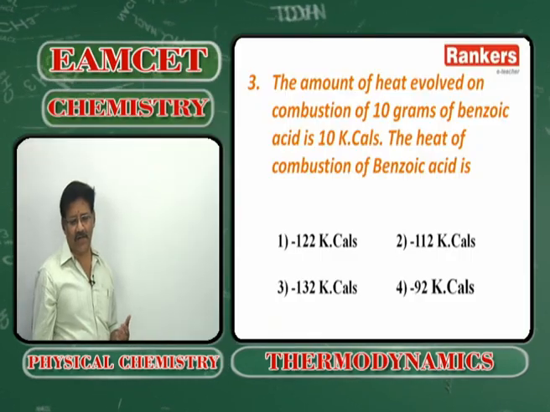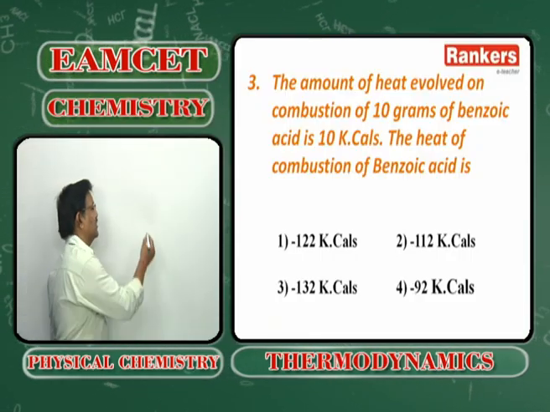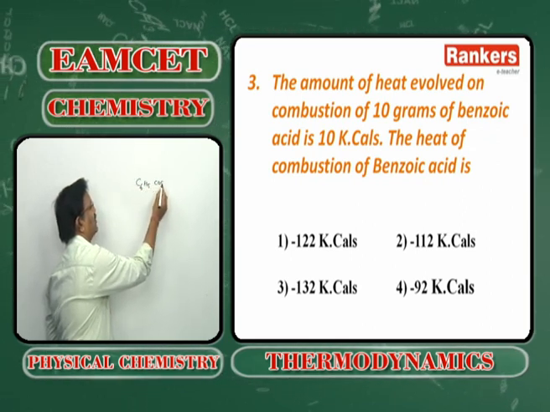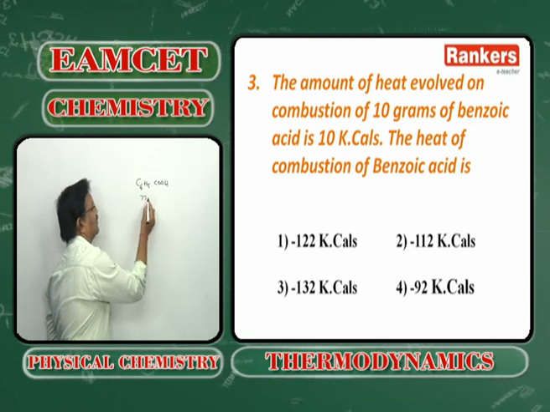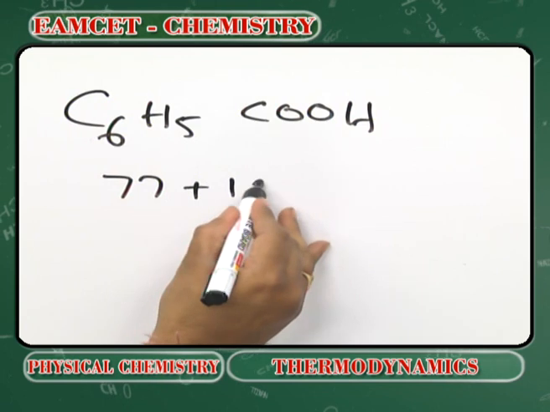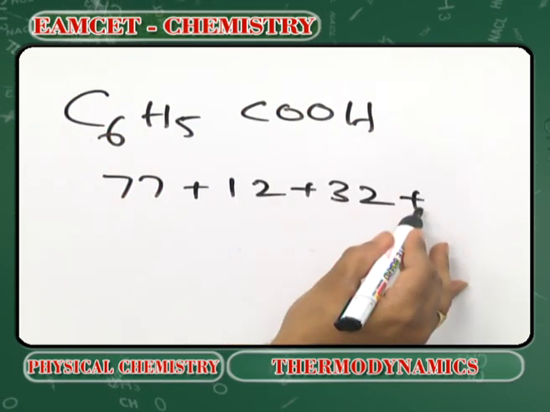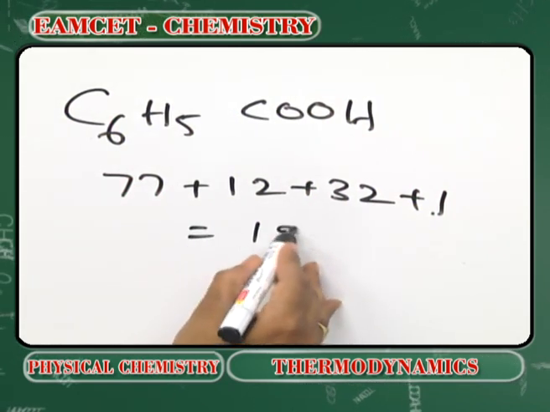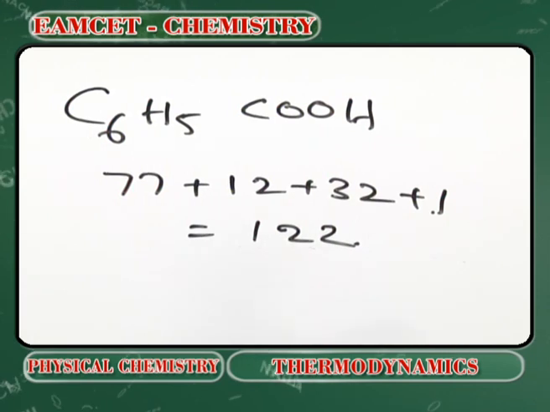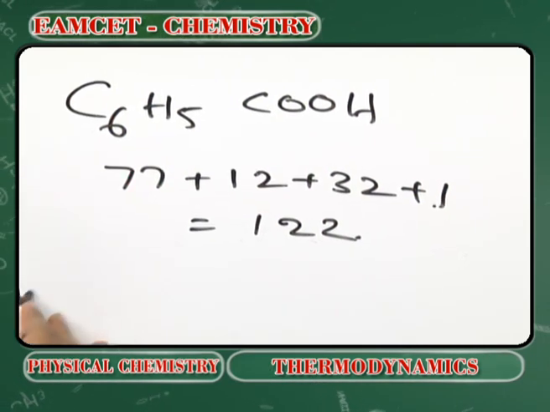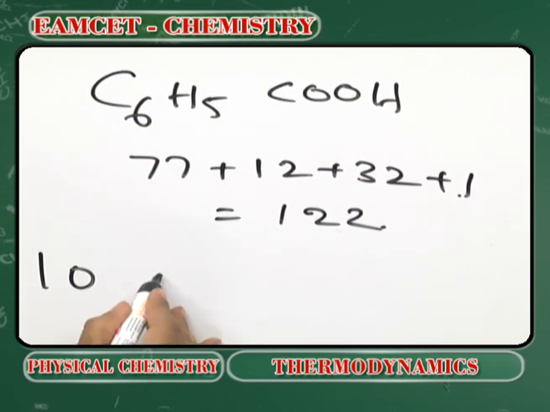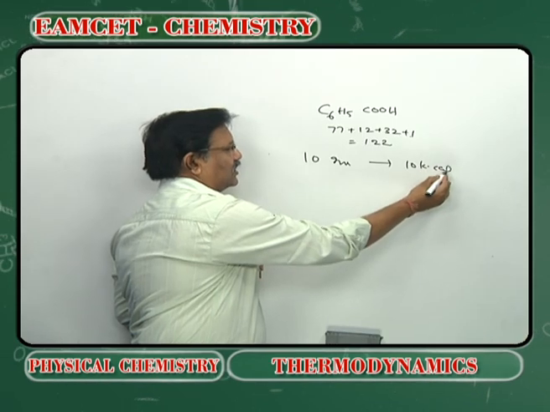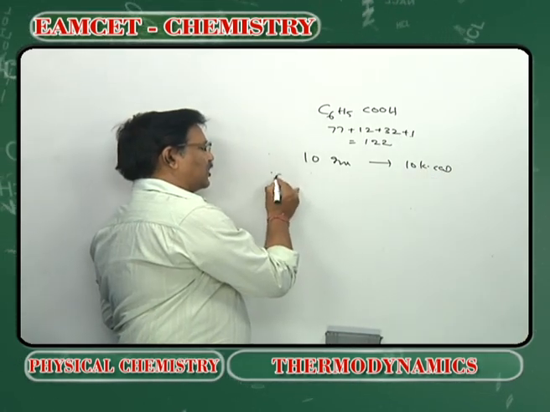Now what is the compound under consideration? Benzoic acid. What is its molecular weight? 77 plus 12 plus 32 plus 1. So it must be 122. Now what is the given? 10 grams on burning is producing 10 kilocalories. 1 gram molecular weight.